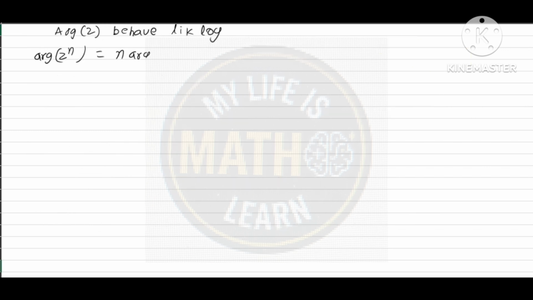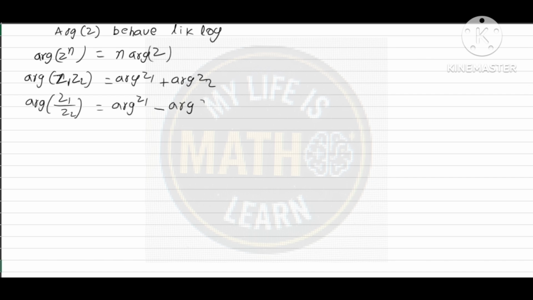Arg z behaves like a log. So arg of z to the power n is equal to n arg z. Arg of z1 into z2 is equal to arg z1 plus arg z2. Arg of z1 by z2 is equal to arg z1 minus arg z2. Very important.